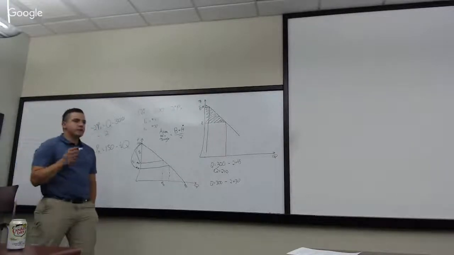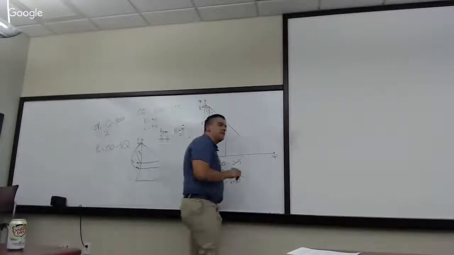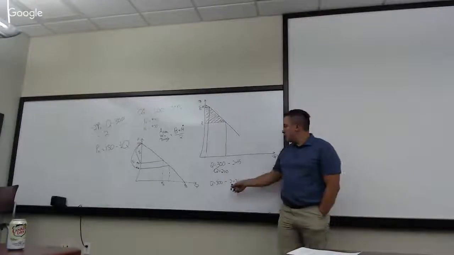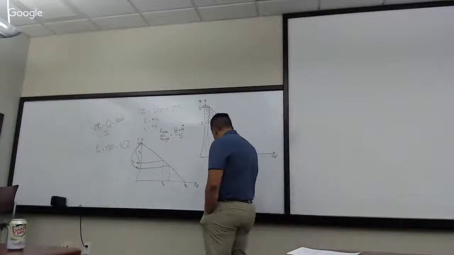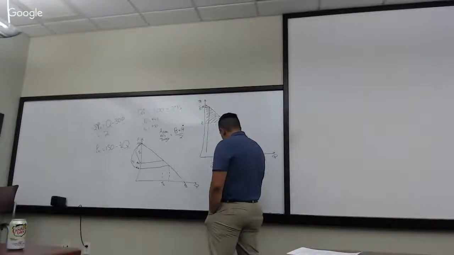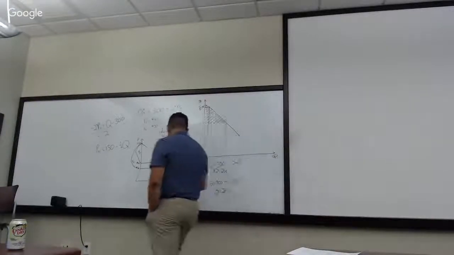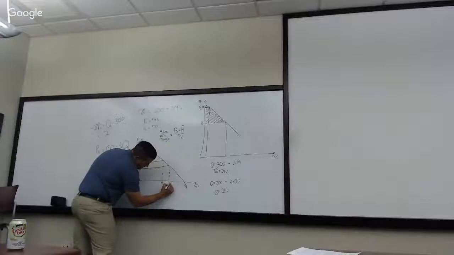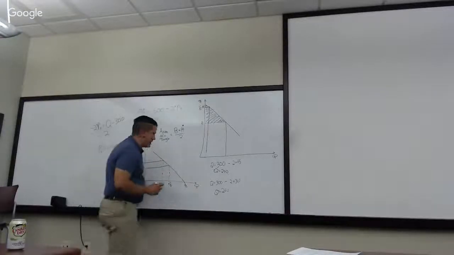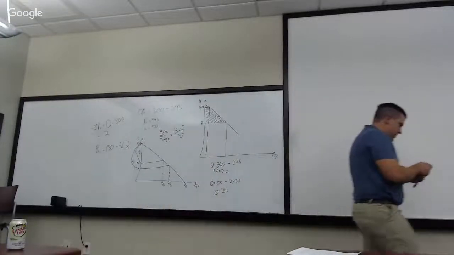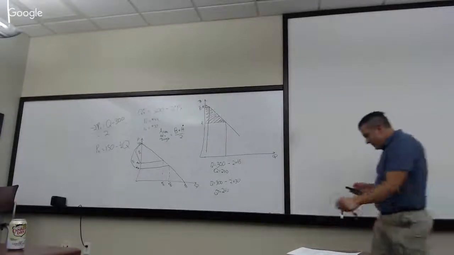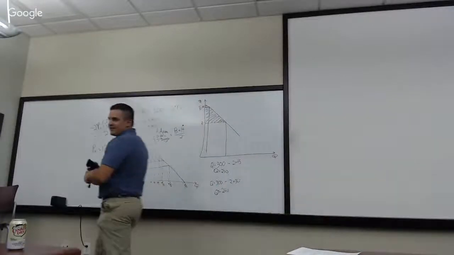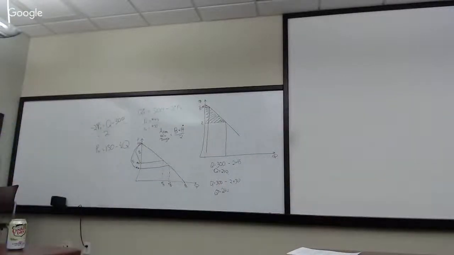Now, if our price is equal to 30, 2 times 30 is going to be 60. 300 minus 60 is going to be 240. The quantity is going to be equal to 240. 240 is going to be what our base is. So now we can pull out our calculators.